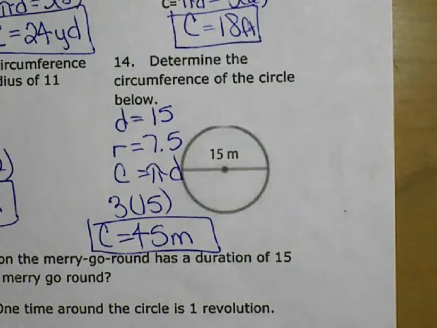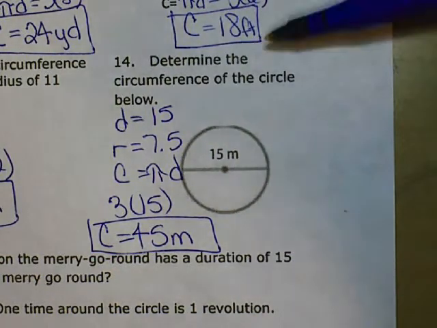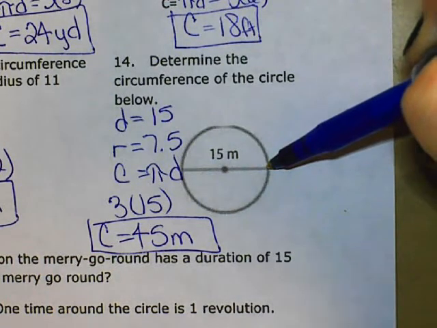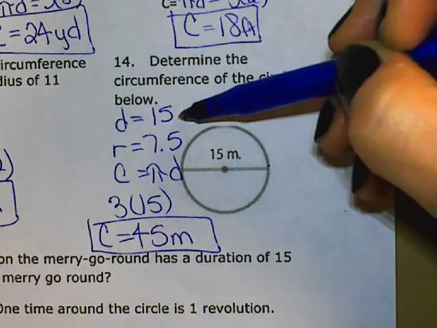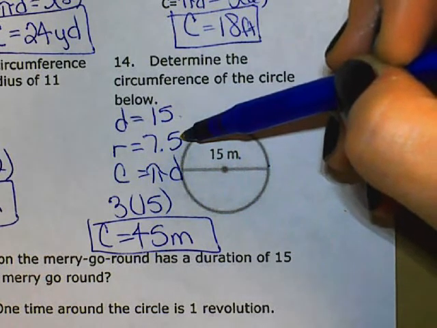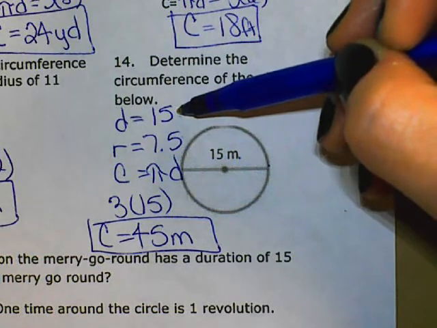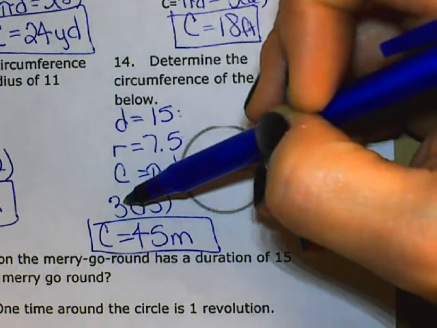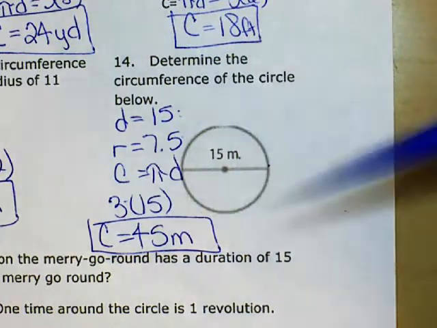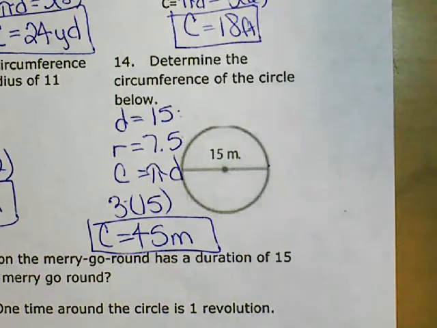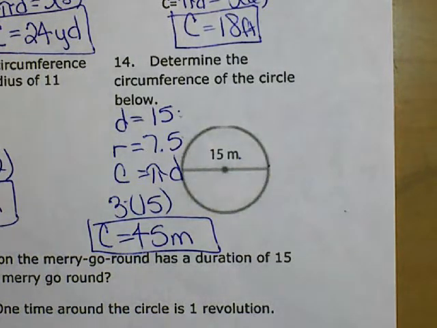This time, the circle gave us a diameter of 15. I halved it to get the radius of 7.5, but I went back to the diameter to multiply it by 3, which we're using for pi, to get the approximate circumference of 45 meters. Do you have any questions at this time on determining the circumference given the radius or the diameter? Please raise your hand.